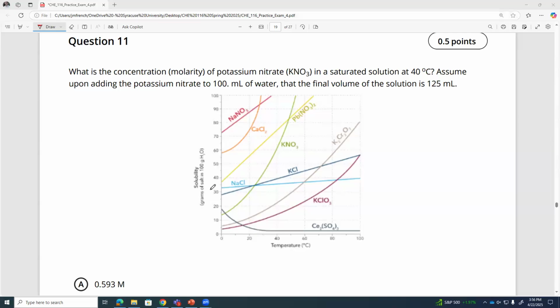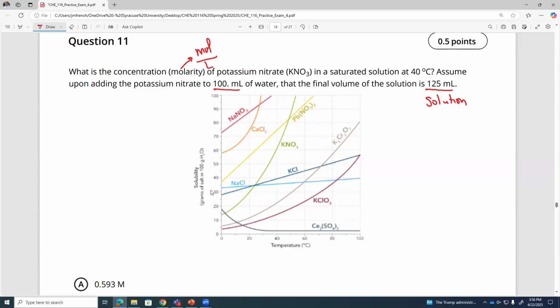What is the concentration, the molarity, of potassium nitrate in a saturated solution at 40 degrees Celsius? When we add the potassium nitrate to 100 milliliters of water, there is some change in volume, because we're adding quite a bit. So the final volume of the solution ends up being 125 milliliters. So we want to find our molarity. Molarity is moles per liter.